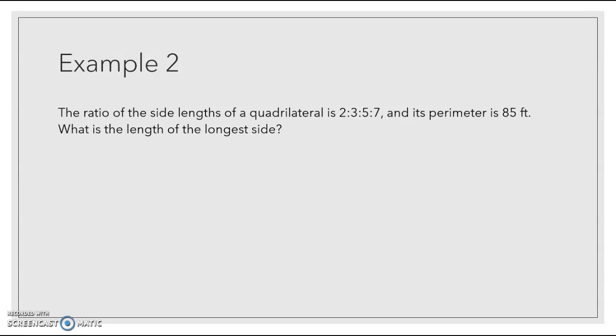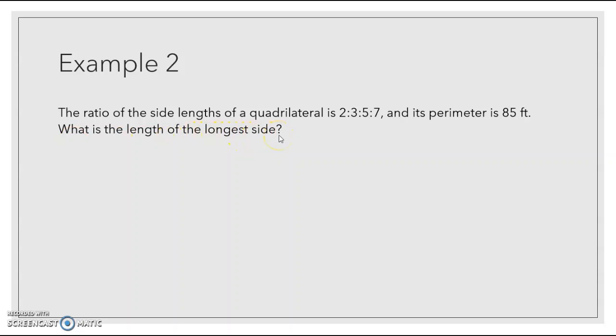Okay, so example 2 gets a little more complicated. What they've done is they've given you a ratio that has been reduced. And not only is it a ratio that has been reduced, but they have several numbers in their ratio. And that's okay, they can do that. But we need to figure out what this ratio was before it was reduced, and then apply that to something else. So it says the ratio of the side lengths of a quadrilateral is 2 to 3 to 5 to 7. And its perimeter is 85 feet. What is the length of the longest side?